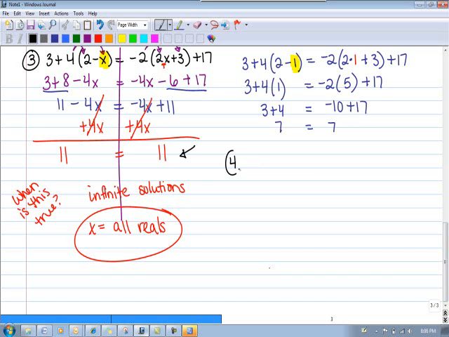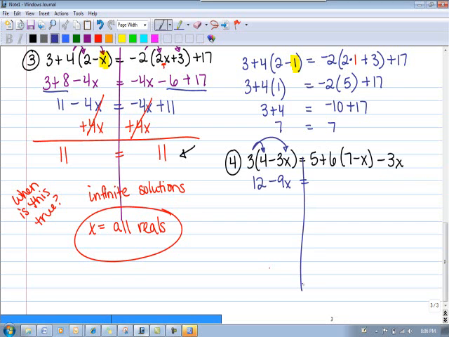Problem number 4 is actually the opposite of that. Okay, so we're going to get a false statement. Let's check it out. Actually, just kidding. Let's do 3 times 4 minus 3x equals 5 plus 6 times 7 minus x minus 3x. Alright, so we start by distributing. So 3 times 4 is 12. 3 times negative 3x is negative 9x equals 5 plus 6 times 7 is 42. 6 times negative x is negative 6x. Bring down the negative 3x.